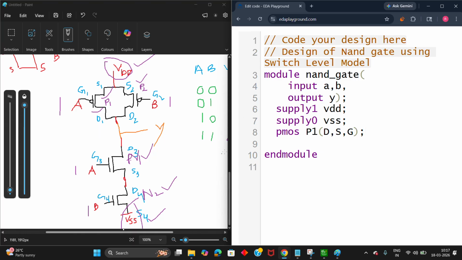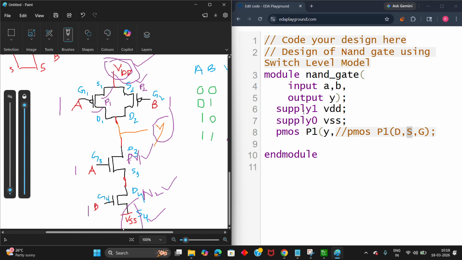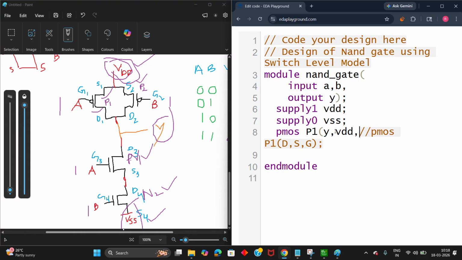Let me comment this first, and give PMOS P1. What is connected to the drain terminal? For the drain terminal we have connected Y, so you need to mention Y as the first parameter. What is connected to the source terminal? That is VDD, so you give VDD as the second parameter. And for the third parameter you need to give what is connected to the gate terminal.